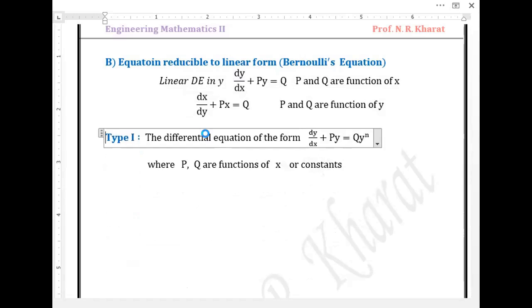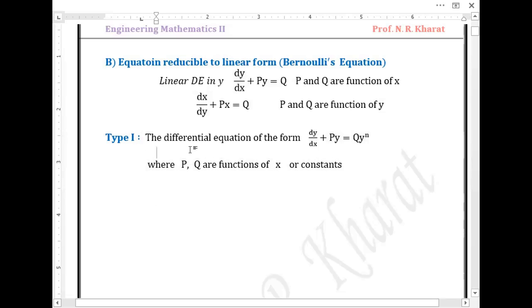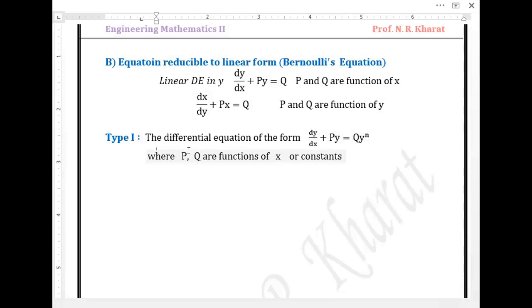Then what is the Bernoulli's differential equation? The differential equation in which the linear differential equation is present and the right hand side is multiplied by y raised to n, where P and Q are functions of x and the coefficient of dy/dx is 1. This is the basic requirement of the linear differential equation. In this way, we can differentiate the linear differential equation and the Bernoulli's differential equation.